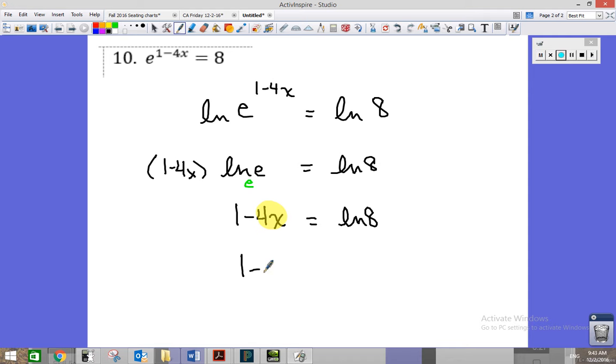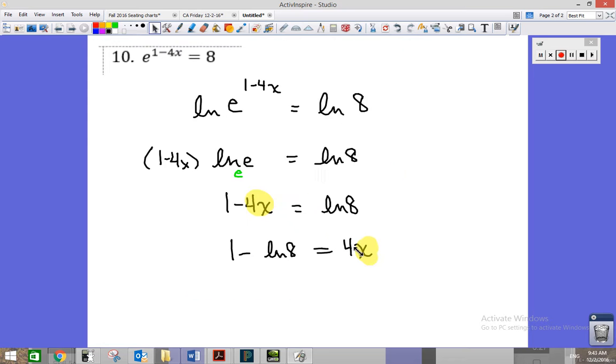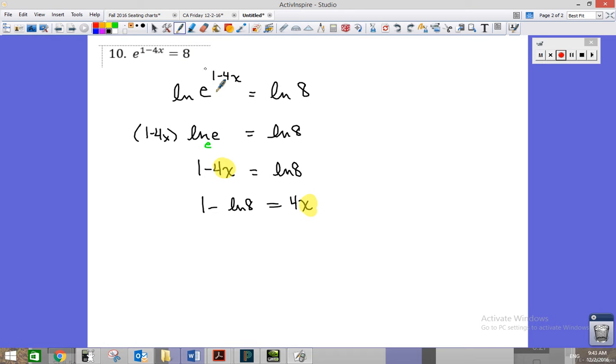I'm going to subtract the natural log from both sides and add 4x to both sides. Now on the left hand side, that term has two factors. I need to get the factor of x by itself, so I need to divide both sides by 4. And I have a final answer of this numerator, 1 minus the natural log of 8, divided by 4.